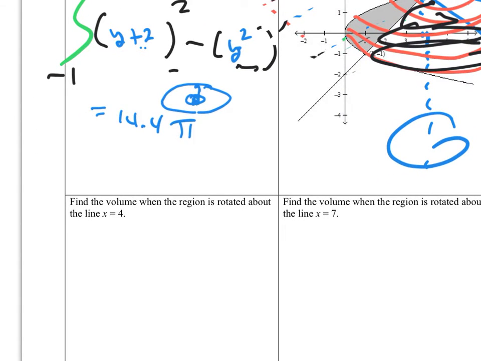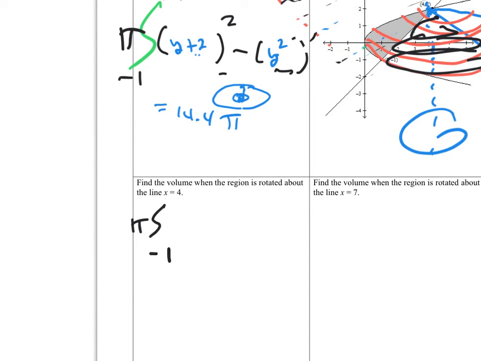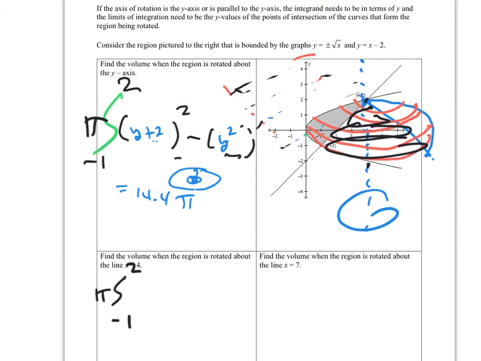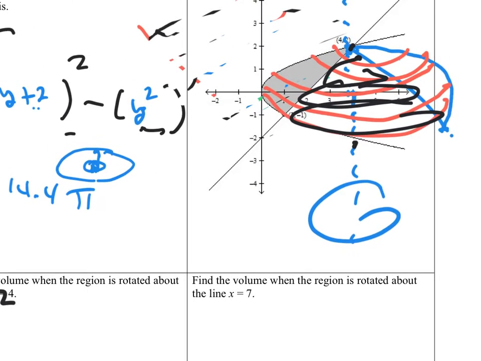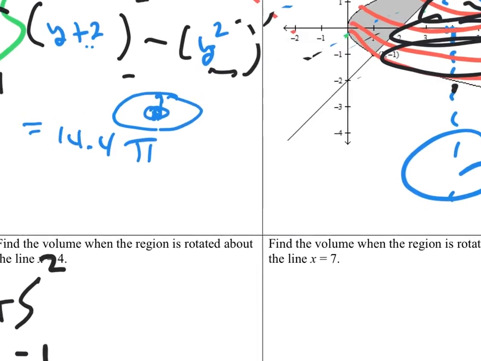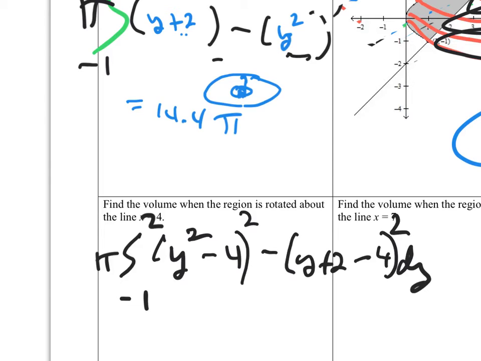So when I set that one up, it's still going to be integrate a pi. Oh, wow, I didn't even put my pi on this one up here. Pi, negative 1 to 2, because the y values still start at negative 1 and go to 2. But this time, I'm going to do the outside. Oh, I think that changes too. The outside function now is the curve. So that's going to be the y squared. So it's y squared take away a 4. Then I square it. That's the outside. That's if it's completely solid. Minus the inside was the y plus 2. Take away the axis 4 and square it dy.